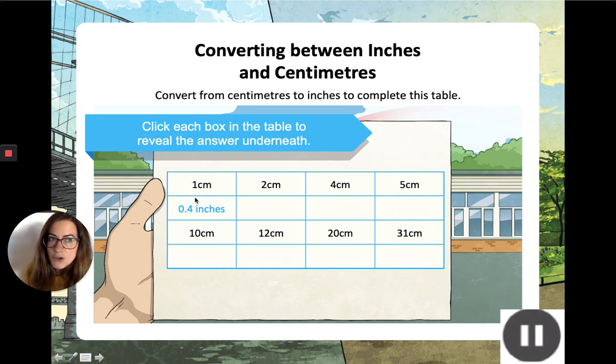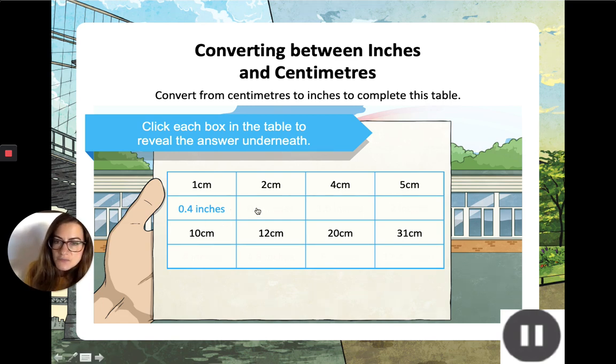So if I know that 1 centimetre is 0.4 inches, how can I use this information to fill in the rest of the table? So think about what I did before. I used what I know to fill in the blank spaces. So if 1 centimetre is 0.4, to find out 2 centimetres, what could I do to this answer? So pause the video and see if you can fill in this table, and when you're ready, come back and we'll talk it through.